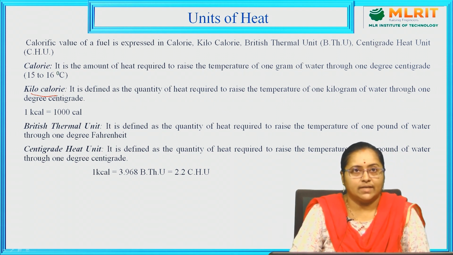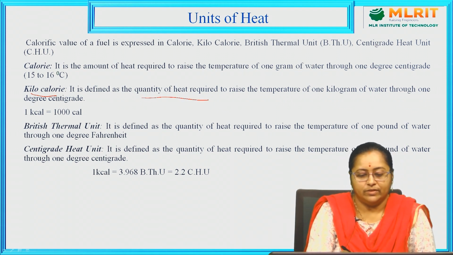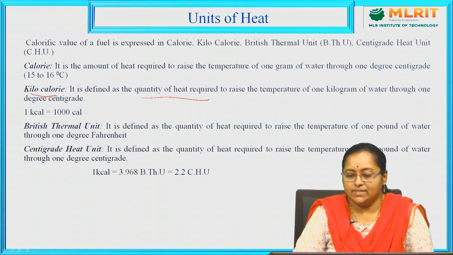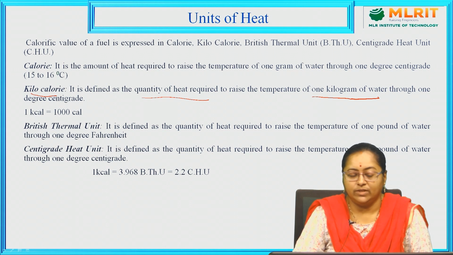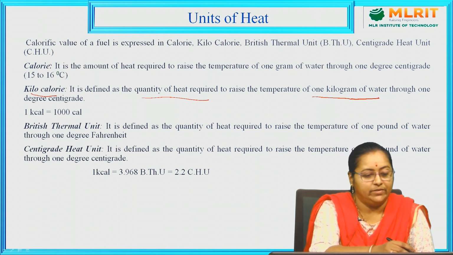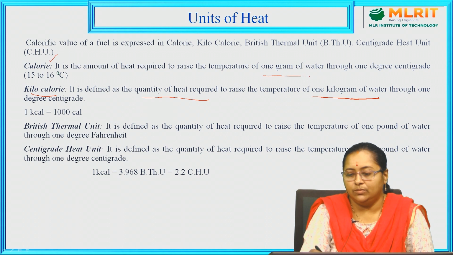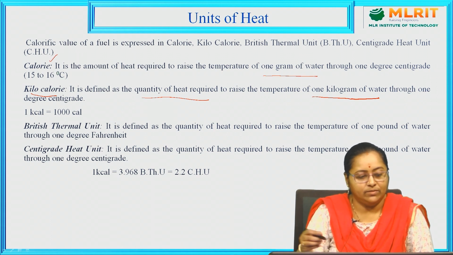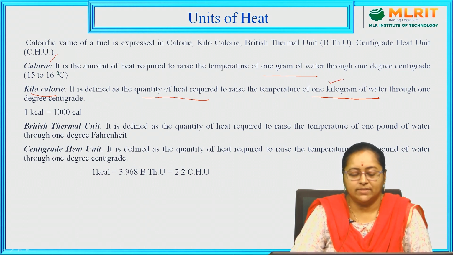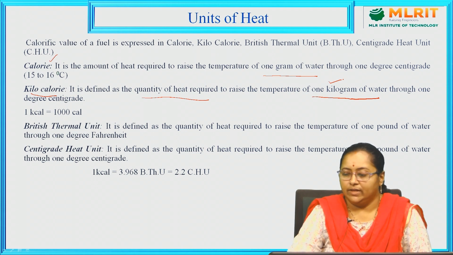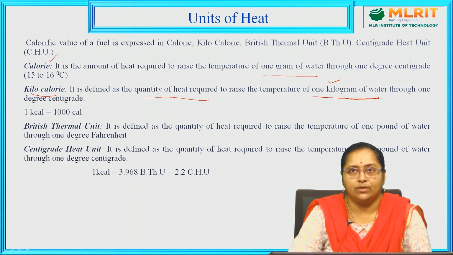Kilocalorie can be defined as the amount of heat that is required to raise the temperature of 1 kilogram of water. If you notice, in the previous case, while defining calorie, we considered only 1 gram of water. Coming to this case, defining kilocalories, now we are going to consider 1 kilogram, or 1 kg, of water. That makes the difference between calorie and kilocalorie, except for the amount you are going to consider. Initially it is expressed in grams and now it is expressed in kilograms. That is the only difference.